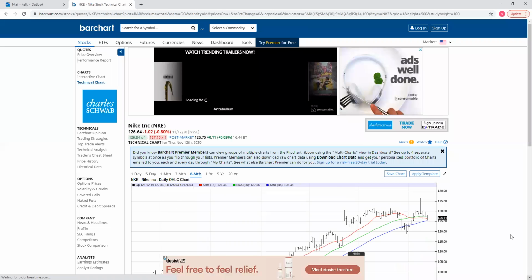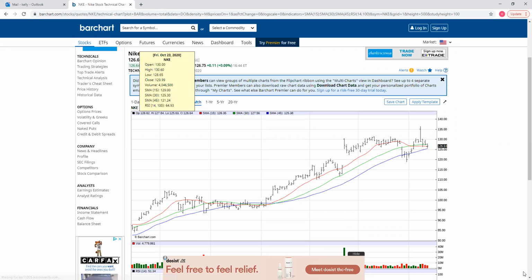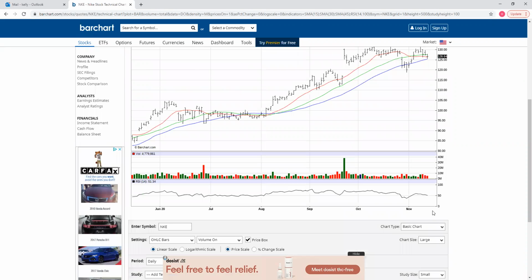Yeah, so there you go. You see it's testing it right now on a 6-month basis, 125. And certainly you don't want it breaking under 120. So those are your two lines in the sand there. What's the RSI doing? Right at 50. See, everything's on the ledge. This thing could turn either way. And everyone's betting it's going to turn up.